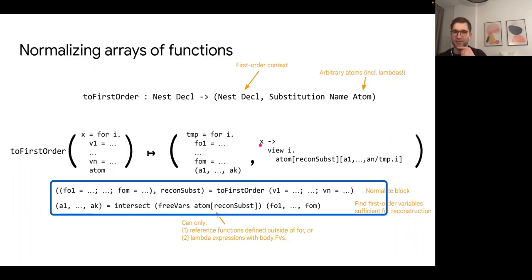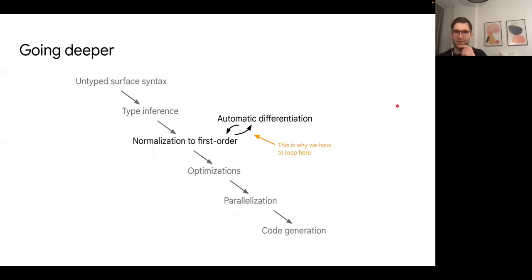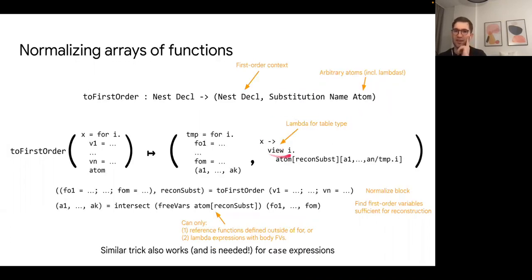What we do is we take this, we say that to reconstruct X, we use this lambda for the table type. So this is normally frowned upon in the surface language, but it's something that is convenient to be used internally. It basically constructs something of the table type, except it's not eagerly evaluated, which we use for those substitutions. We again apply the recon subs to atom, which will make it refer only to FO1 to FOM or things from outside of the for loop. And then we unpack the ith element of this first order array of first order values and use that to satisfy the free variables A1 to AN.